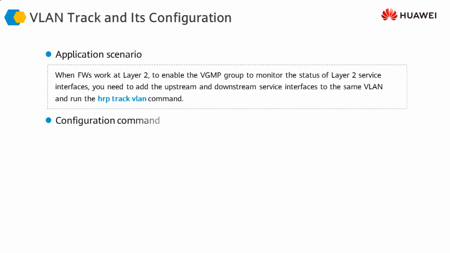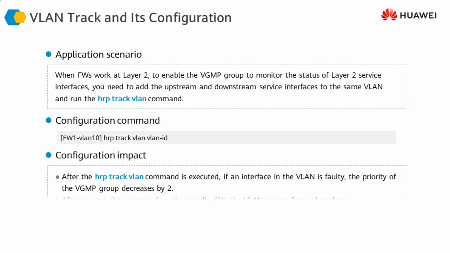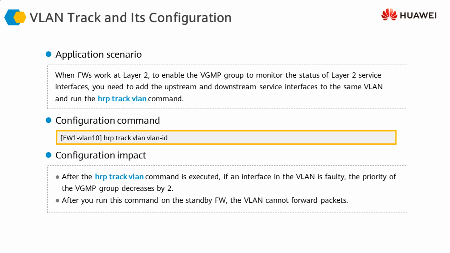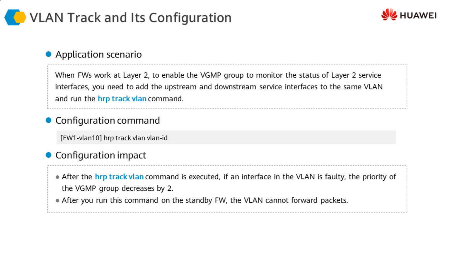Similarly, if the firewall is configured for layer 2 service interfaces, we can configure the HRP track VLAN command and give the VLAN ID or VLAN number of the VLAN which is connected to the layer 2 interfaces. If any of the interfaces connected to this VLAN goes down, then the HRP module within the firewall is going to switch from the active to the standby firewall, once again by decreasing the VGMP group priority by 2.